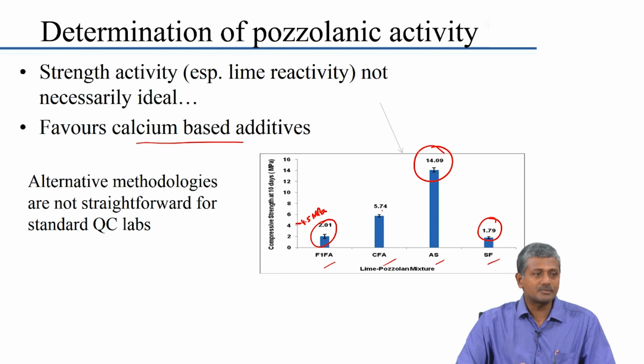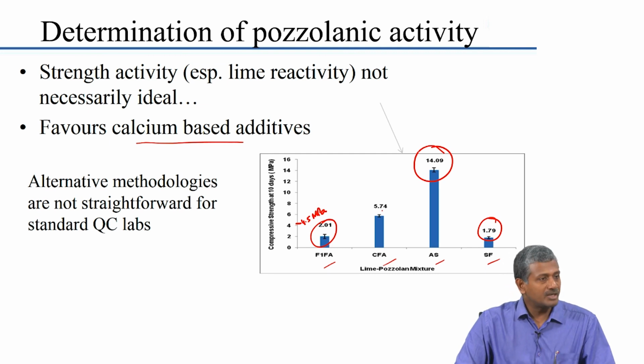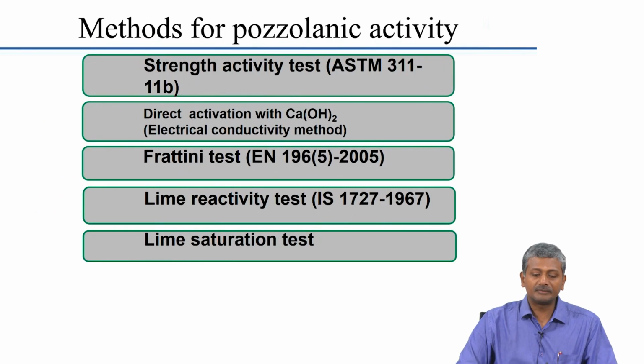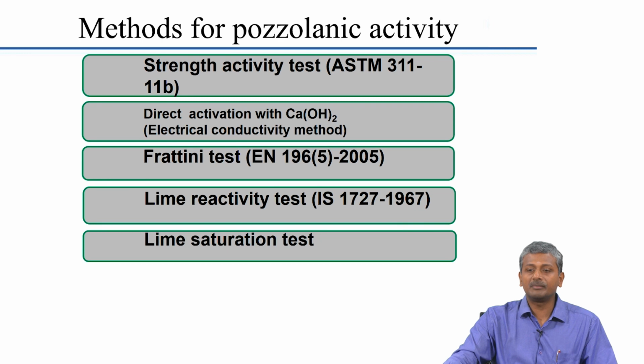So, we need to arrive at some sort of an estimate which can be obtained first of all quite easily, and secondly gives a very valid representation of the extent of reactivity and the filler effect separately in your cement based systems. So, again there are different methods, I am briefly presenting these, we are not going to go into the details of these. You have the strength activity test obviously, and then you have the electrical conductivity method.